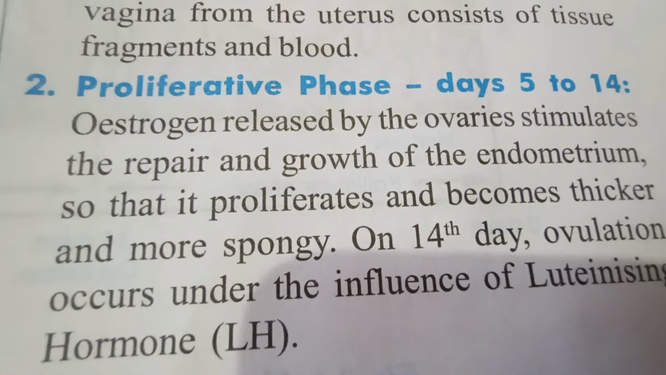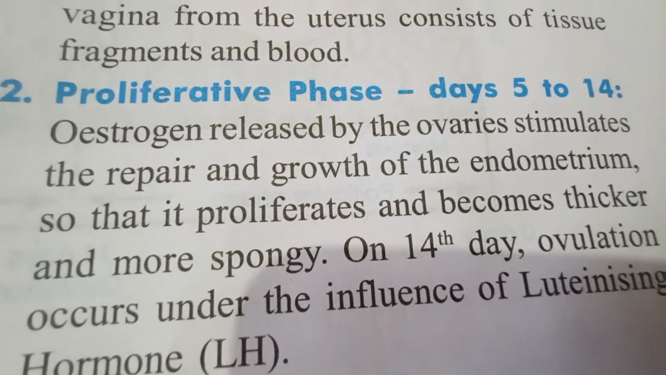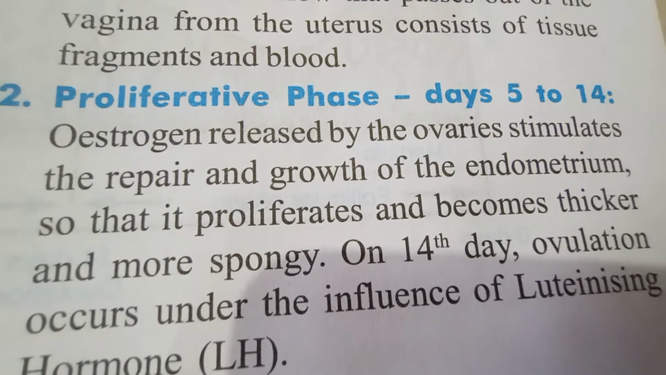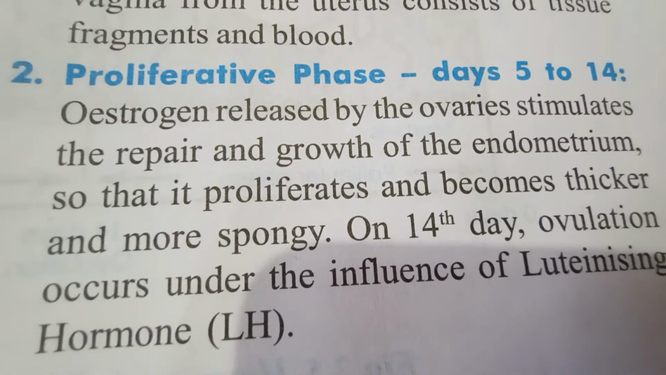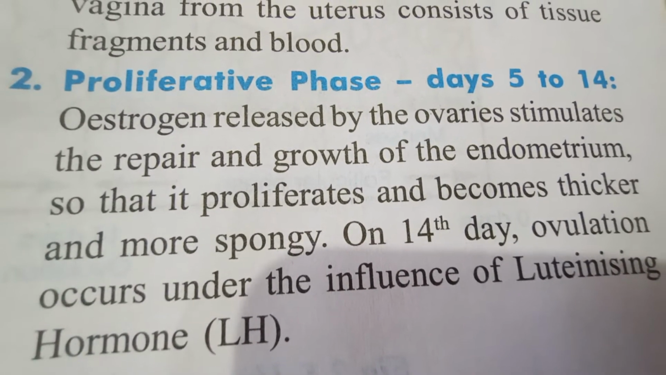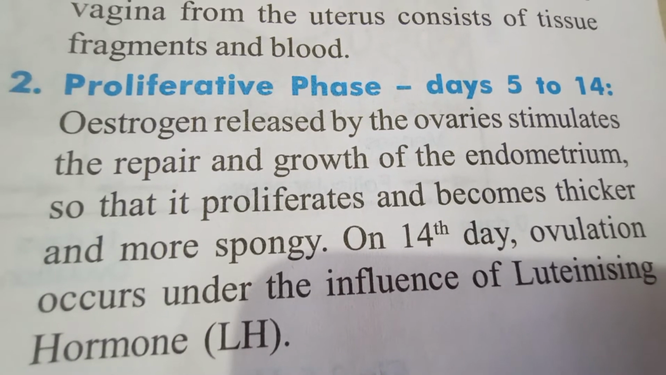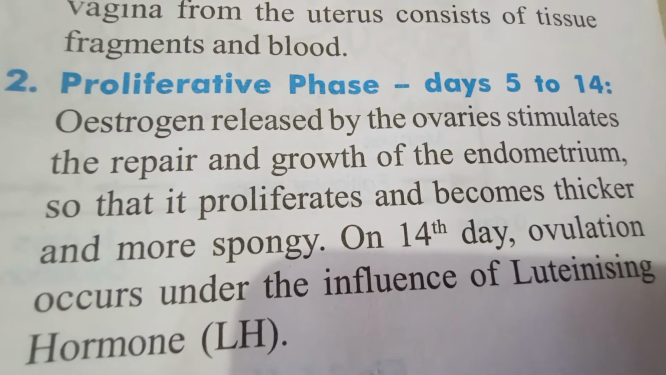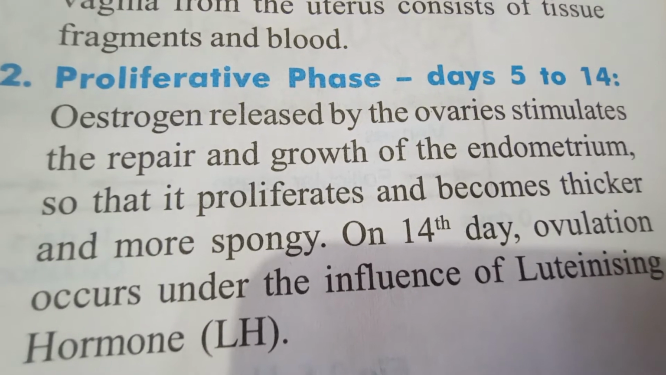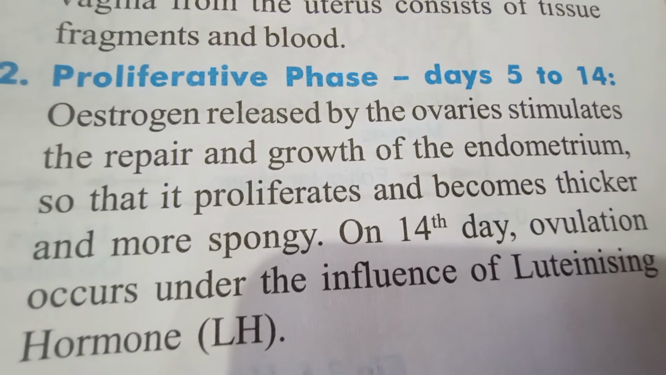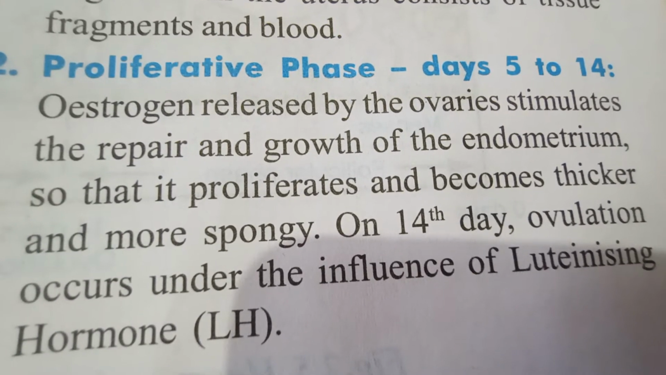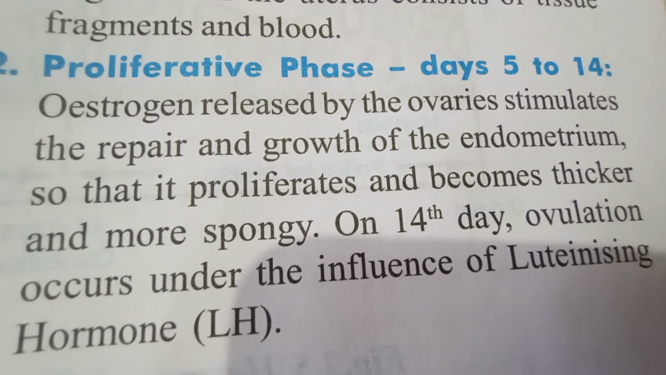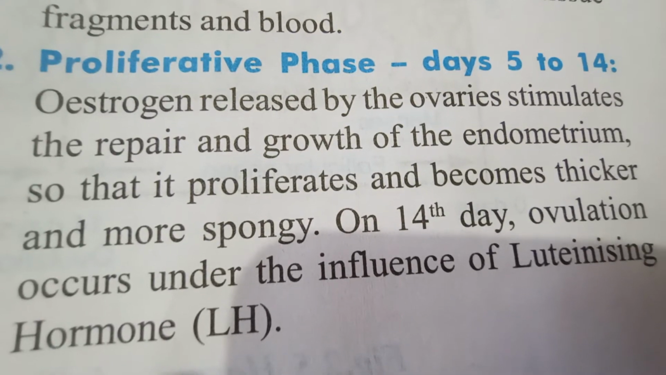The second one is the proliferative phase, from the 5th day of menstruation to 14 days. Most of the proliferation is because of the released hormone estrogen. In the proliferative phase, estrogen released by the ovaries stimulates the repair and growth of the endometrium so that it proliferates and becomes thicker and more spongy. On the 14th day, ovulation occurs under the influence of LH, that is luteinizing hormone.